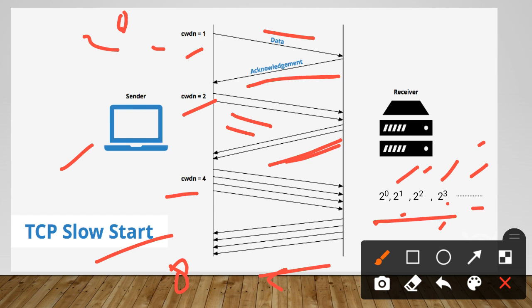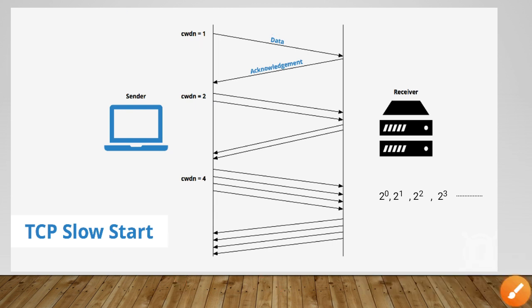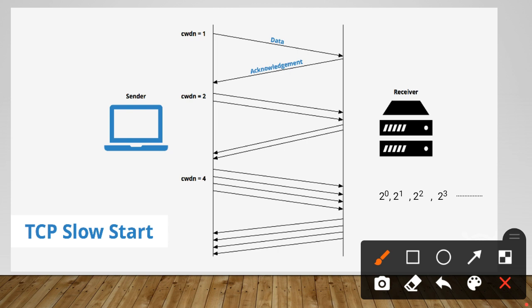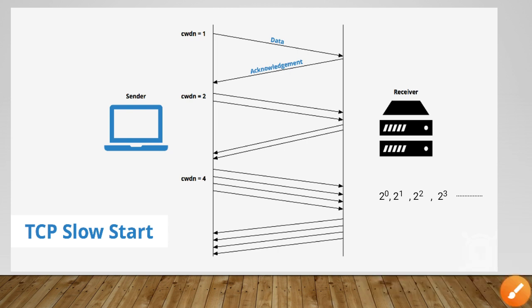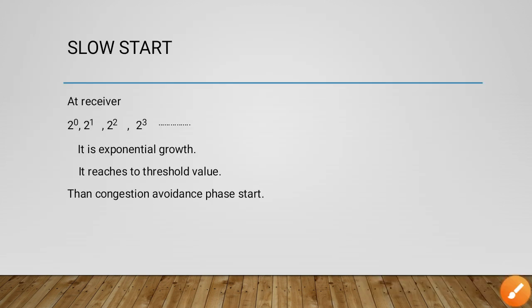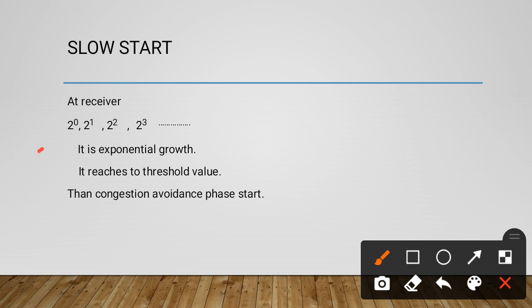Okay, and suppose a problem occurs, then data is transmitted again from the start. The exponential growth will increase till the maximum capacity of the sender or receiver. This is slow start. Slow start is exponential growth. It reaches the threshold value. What is meant by the threshold value? I will explain these things.